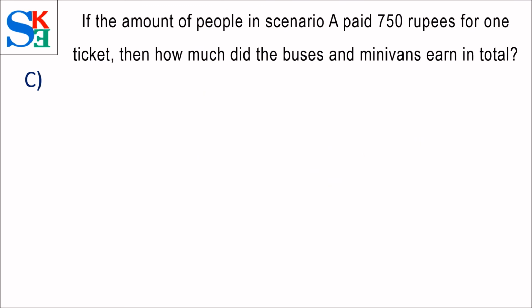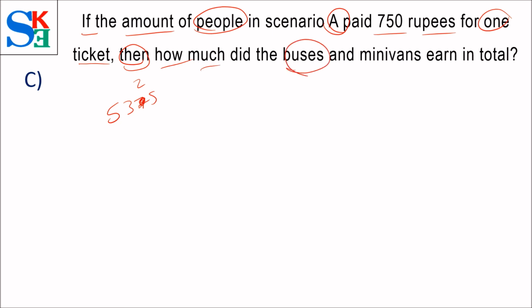Okay, now question C, if you understood question B. How many people were there in scenario A? 5325, sorry, not 5375. If in scenario A they paid 750 rupees for one ticket, then how much did the buses and minivans earn in total? Okay, they're probably gonna earn a lot. All I need to do is multiply the passengers by 750, and the answer will be in rupees.